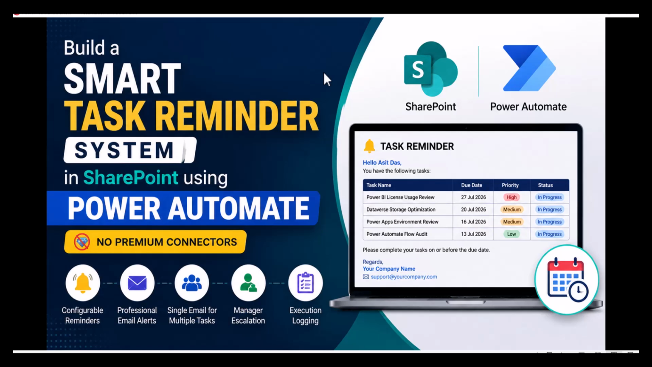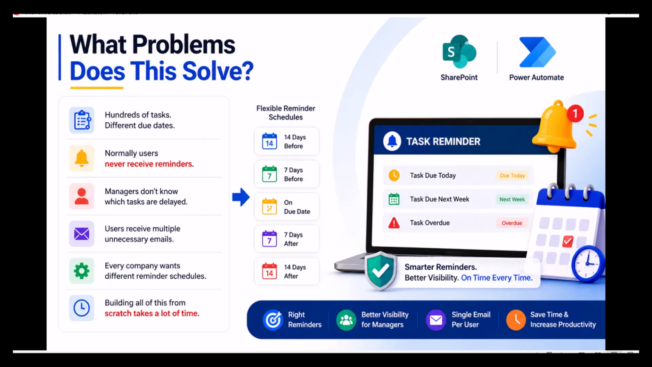So let's get started. Imagine your organization has 100s of tasks. Some are due today, some are due next week, some are already overdue. Normally, users never receive the reminders. Managers don't know which tasks are delayed. Users receive multiple unnecessary emails, and every company wants different reminder schedules. Some need reminders 7 days before, 14 days before, on the due date, 7 days later, 14 days later. Building all of this from scratch takes a lot of time.